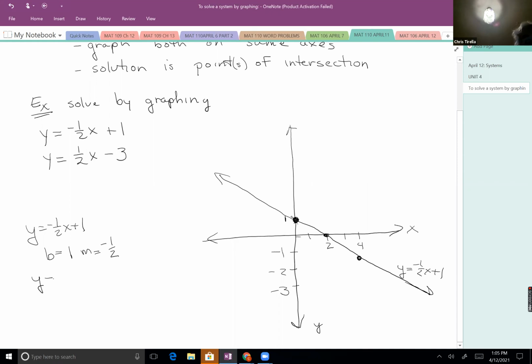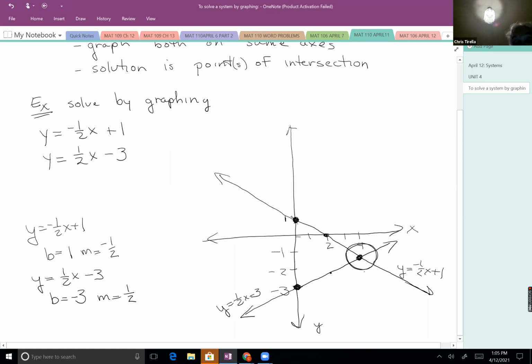My second line, y equals +1/2 x minus 3. B, the y-intercept is -3. M, the slope is +1/2. So from here, I'll go up 1/2, up 1/2. And so this would be my line, y equals 1/2 x minus 3. And you notice they intersect at one point. And so my solution is that point, 2, -1.